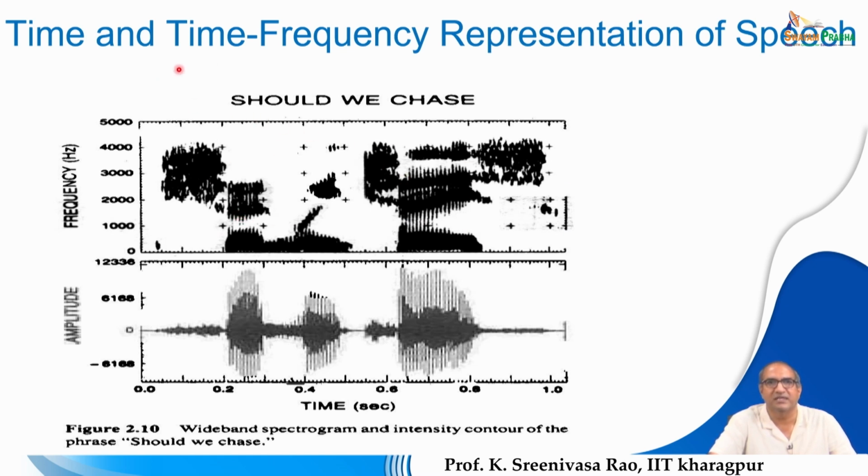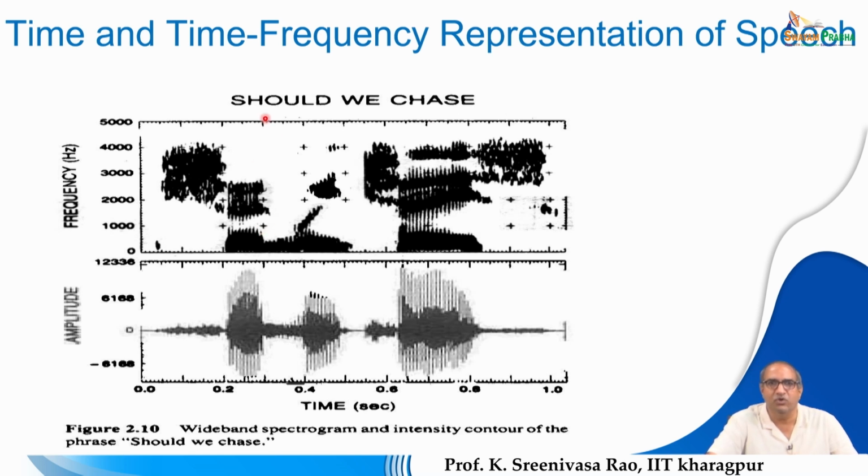Therefore, it's a time-frequency representation of speech. This is the time domain representation of a speech, and this is the time-frequency representation of a speech. That means with respect to each time, you can observe from the spectrogram what frequency components are there in the time domain signal. And this particular signal corresponds to a speech utterance of "should we chase."